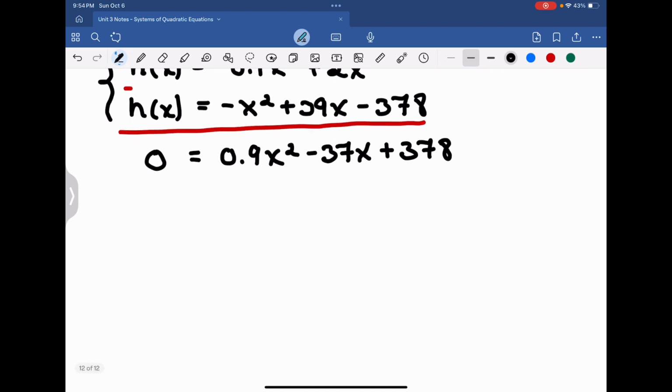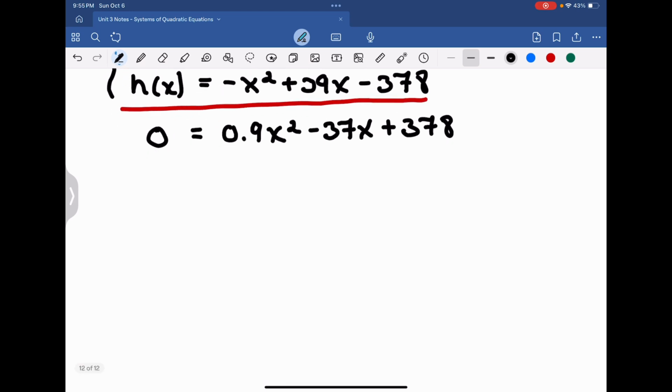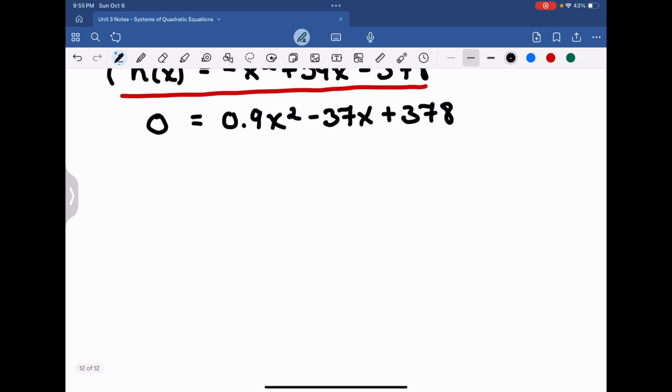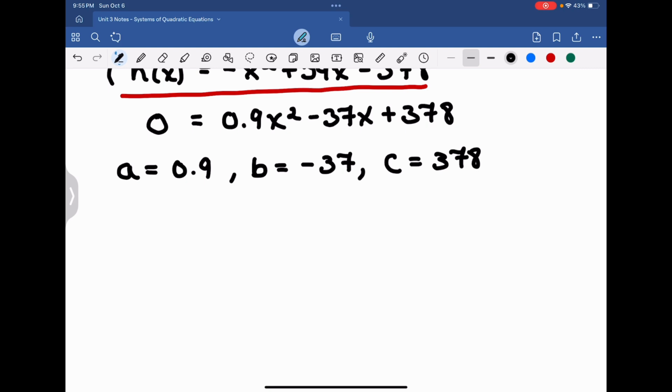All right, again, this is exactly why you want to go into quad formula, because this might be super overwhelming if you don't use quad formula. You're going to try and do the complete the square and then square root principle or factor this thing. I don't think so. I would just go right to the quad formula. A is 0.9, B is negative 37, C is equal to 378.